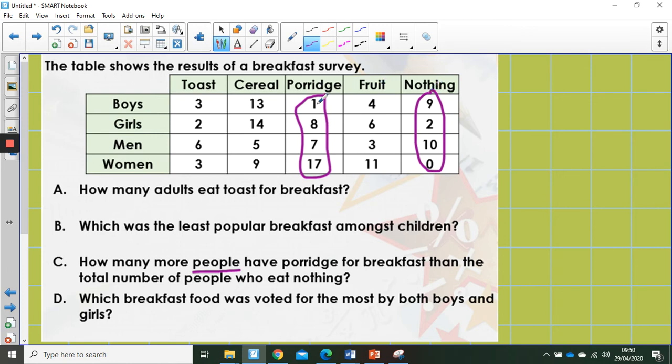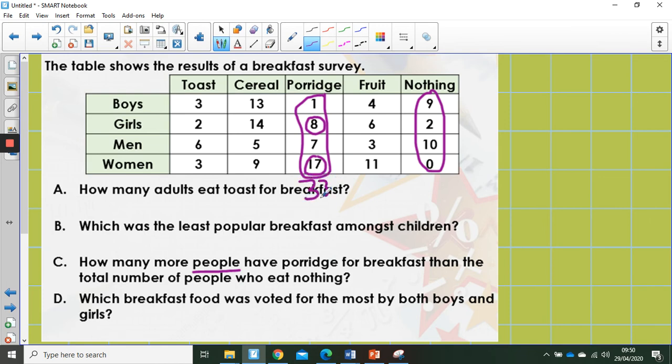The total that have porridge, and you can do this using mental arithmetic or using column addition. The total number who have porridge, 17. I'm going to start with 17. I'm going to add 8 because if I partition 8 into 3 and 5, it makes it easy to add on to 17. 17 add 3 is 20, add the 5 is 25. I'm going to add the 7 next by partitioning the 7 into 5 and 2. 25 add 5 is 30, add 2 is 32, and 1 equals 33.